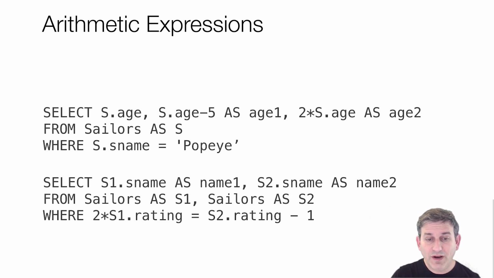Now, even in the where clause, you can do the same thing. So look at the second query here. From sailors as S1, sailors as S2. So this is our self-join again of sailors with 2 different aliases. I want to find a case where the rating of the first sailor times 2 is the same as the rating of the second sailor minus 1. A little arbitrary, but you see you can do arithmetic anywhere in these expressions that you like, with obviously integer type columns.